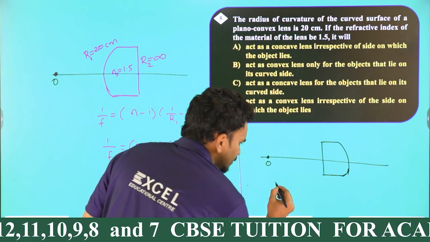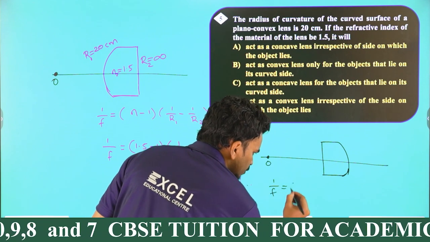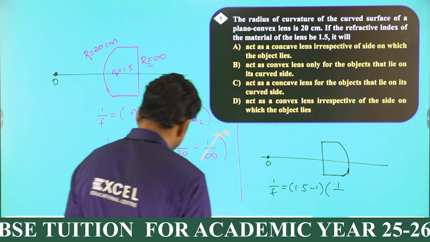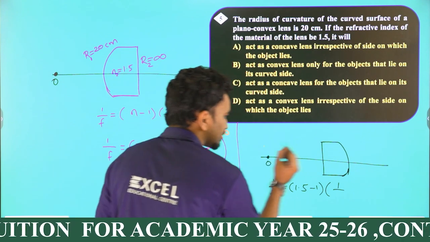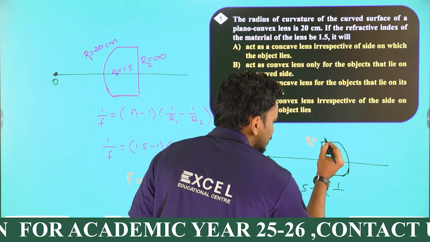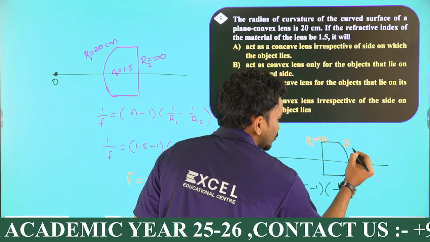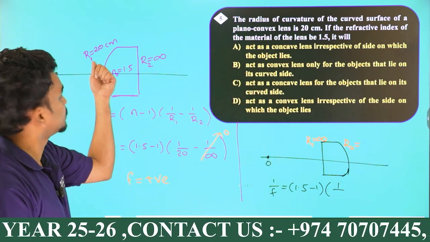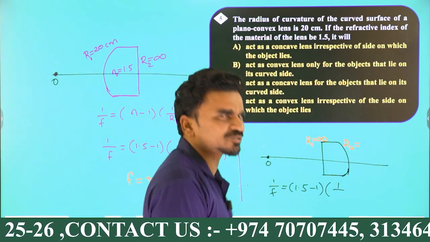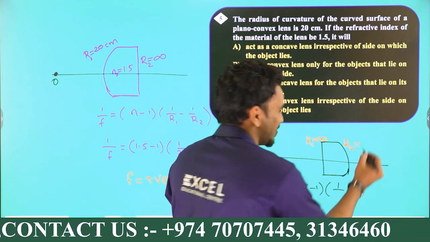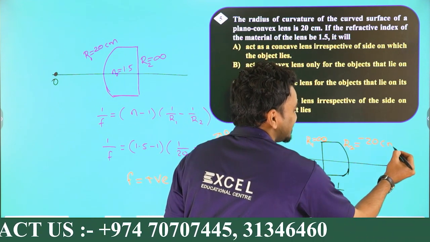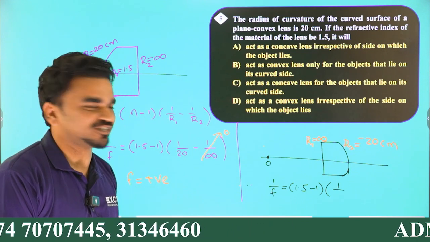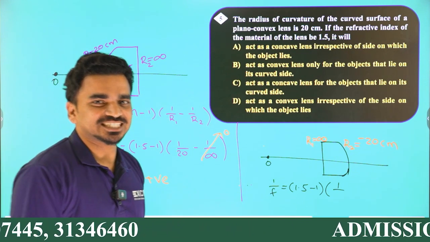So what's the formula? 1 by f is equal to, the refractive index of the lens is not changing. But what is R1 here? This is what we call R1. That's the plane side, infinity. What is R2 here? What is the radius of the convex side? 20 centimeter. Will it be 20? No, it is minus 20 centimeter. Why? Sign convention.